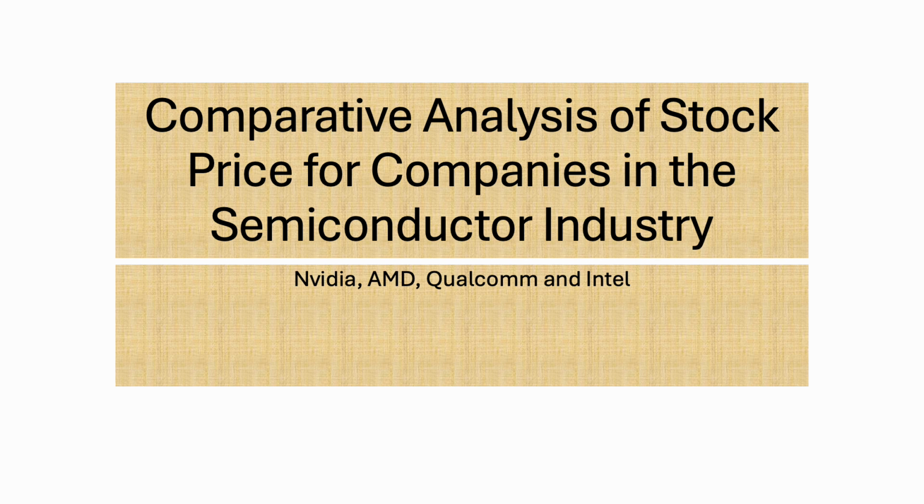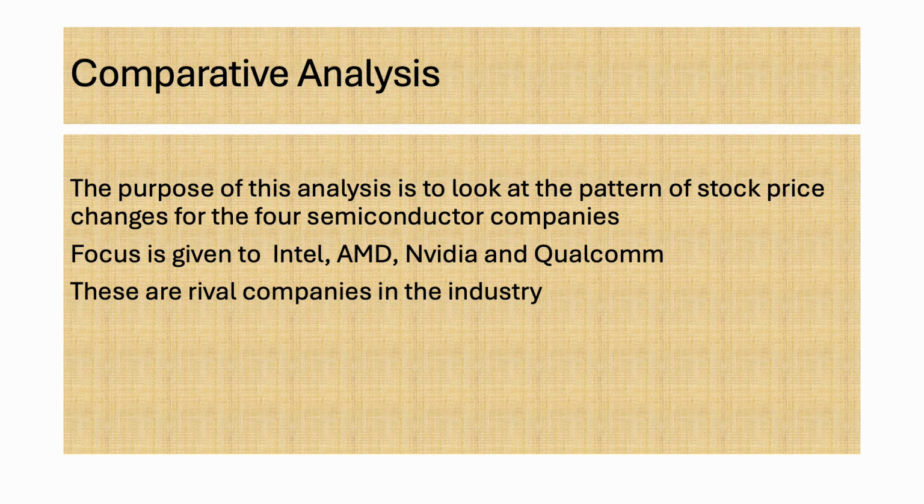In today's video, we're going to present a comparative analysis of stock prices for companies in the semiconductor industry, focusing on NVDA, AMD, Qualcomm, and Intel. So the purpose of the analysis is basically to look at the pattern of the stock price changes for semiconductor companies, namely Intel, AMD, NVIDIA, and Qualcomm, and these are rival companies in the industry.